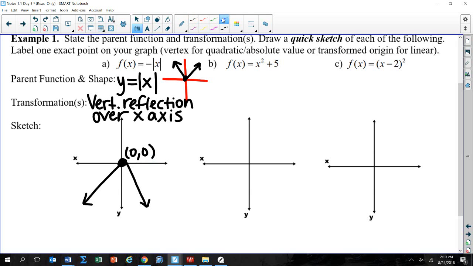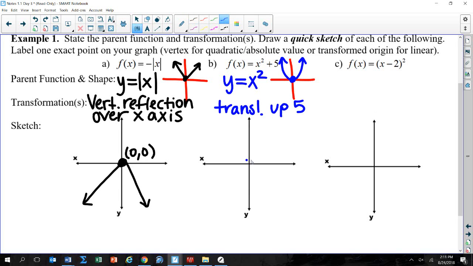X squared plus 5. See how we see x squared? That's going to be a quadratic parent function. Right? Y equals x squared. And if I'm thinking about what that looks like on a coordinate plane, you have the vertex of 0, 0, and a U shape. It's a U shape graph. What is the plus 5 going to do there? Audrey, do you have a guess what the plus 5 would do? Move it up 5. Yep, there's no parentheses or anything like that around it. So the transformation is going to be a translation up 5.